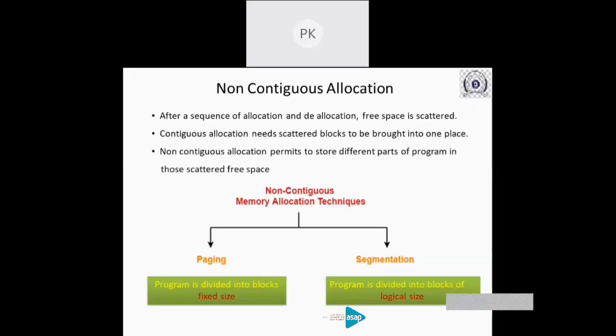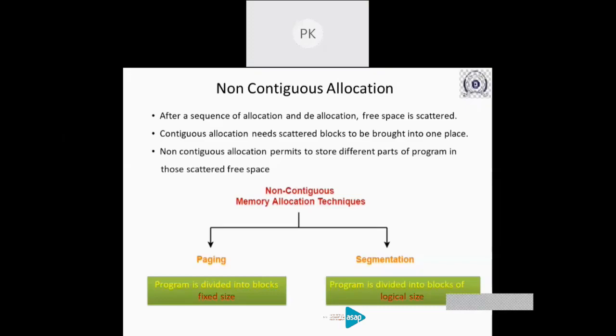So if we want to go for contiguous allocation, these holes should be brought into one place and joined to make a big hole. So this has to be done. If we want to go for contiguous allocation, this hole has to be combined and made a big hole. But this is a very time consuming and tedious process.